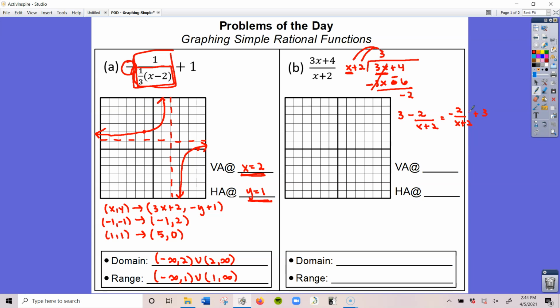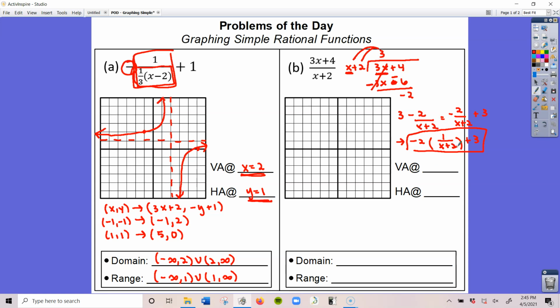Now again, almost there, but the numerator should just be 1. So whatever is in the numerator, we're going to put it outside of the fraction. So this is now written as -2 parentheses 1 over x plus 2, and then the plus 3. Now this is in transformation form, and I can now figure out my asymptotes and my rules.